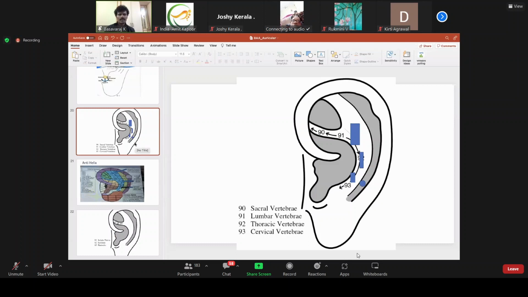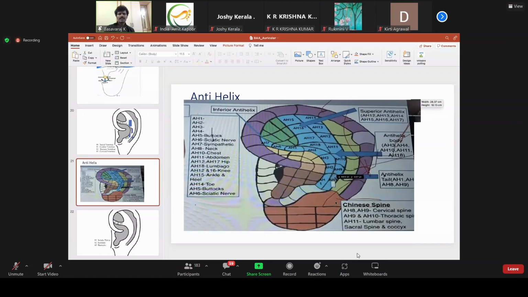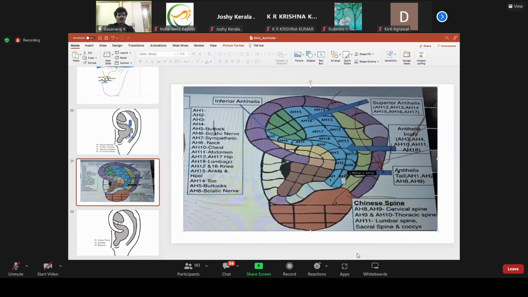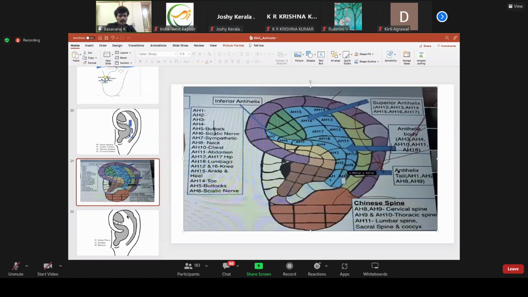And also the cervical, lumbar and thoracic which we are using, you can use the concept even for the spinal reflex also. Look at this. This is the spinal reflex which we are using. I'll give you one more.